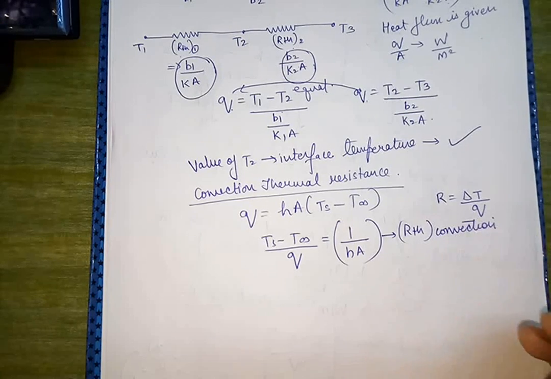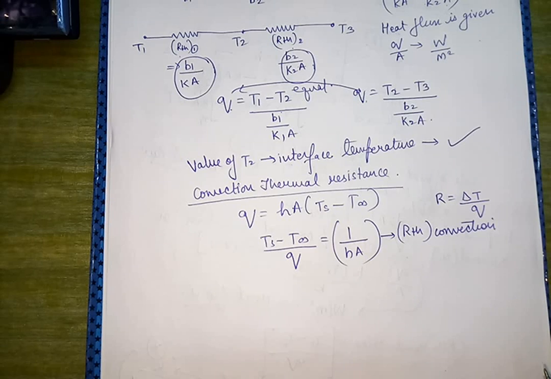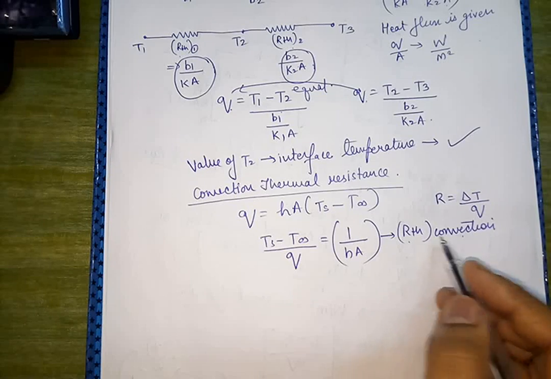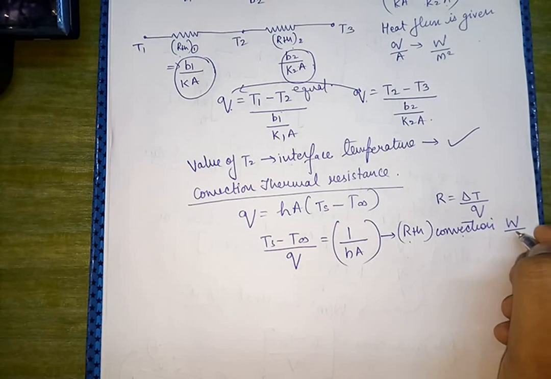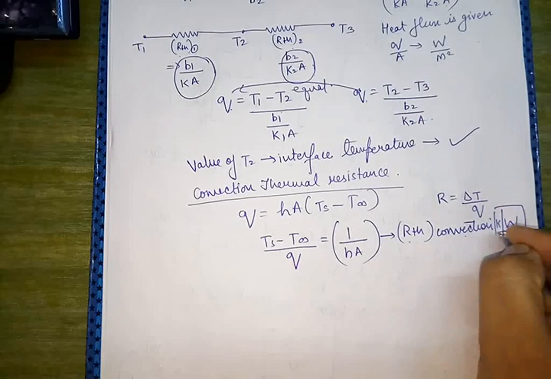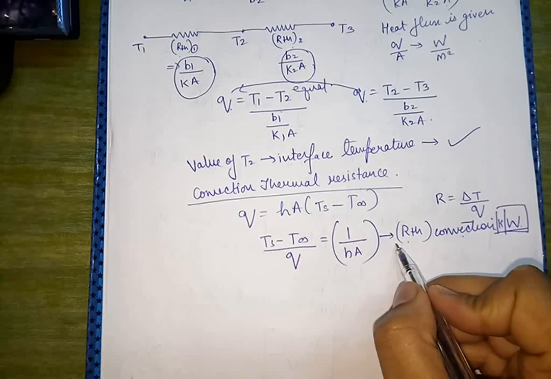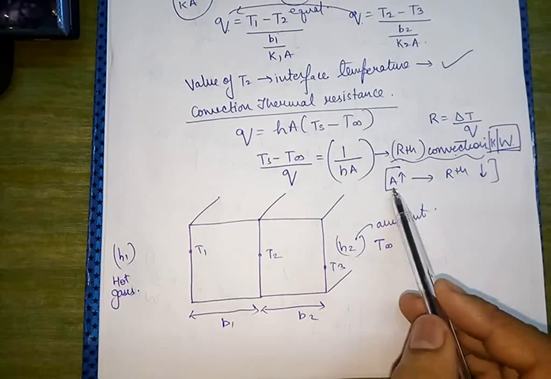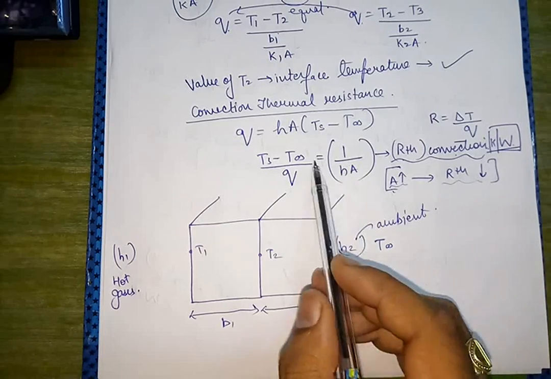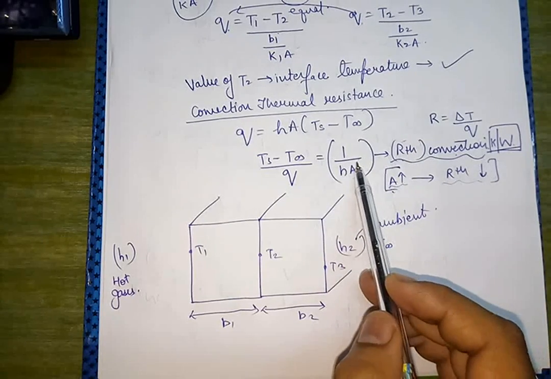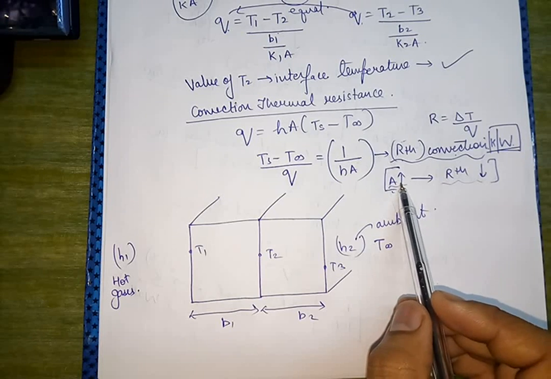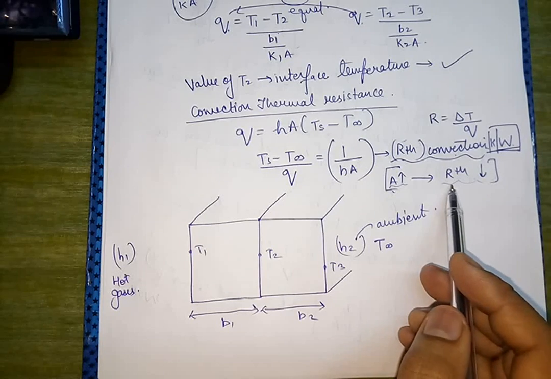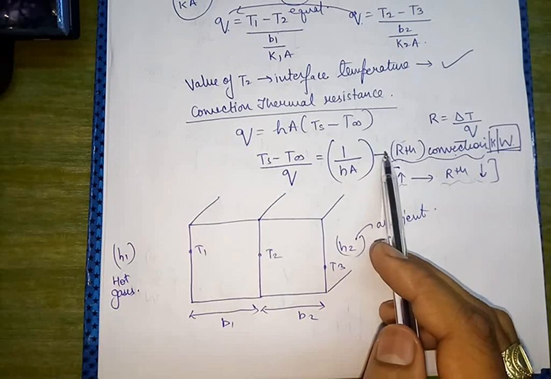So 1 upon hA actually becomes R thermal convection. This is the thermal resistance in case of convection, and it will also have a unit of Kelvin per watt. Now one very important point to be noted here is that R thermal convection is inversely proportional to area, so as the area of contact is increased, its thermal resistance for convection will definitely decrease. This is an important point to note from this formula.